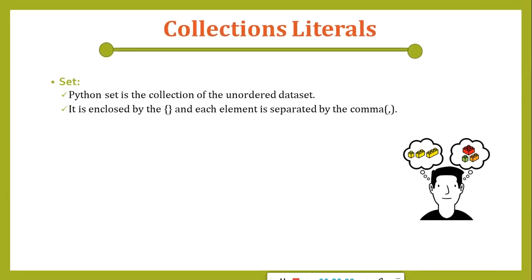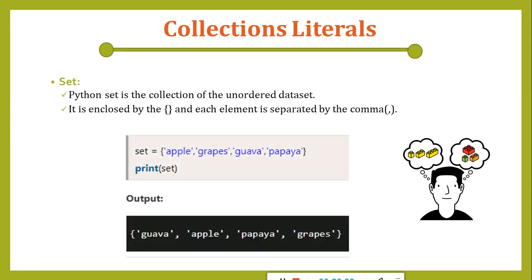What is a set? A Python set is a collection of unordered data. This is very important: it is unordered. So the elements in a set are not in a fixed order. Again, it is enclosed in curly brackets, the same as a dictionary. A dictionary is also stored in curly brackets, but there we have key-value pairs. Here there is no concept of key-value pairs. Simply we store the values of different types, and each element is separated by a comma.